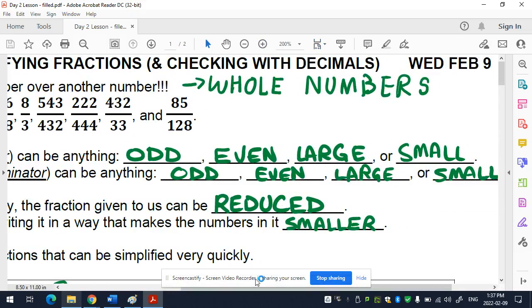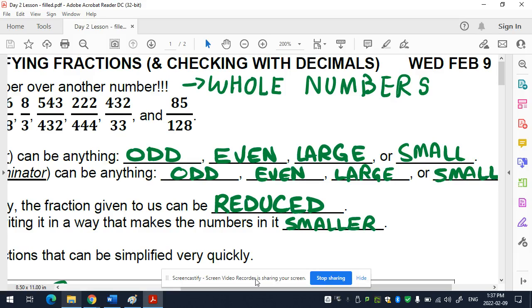It could be an odd number. Odd numbers are numbers that end with 1, 3, 5, 7, 9, like 13 or 27 or 89, and so on. Even numbers are the numbers that end with 0, 2, 4, 6, 8. The top part could be large, like this. It could be small, like this.